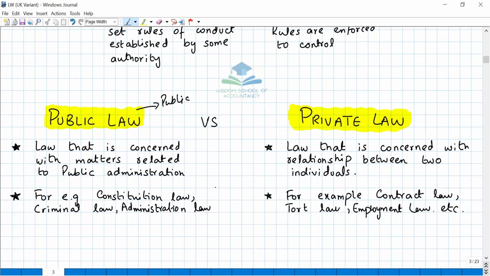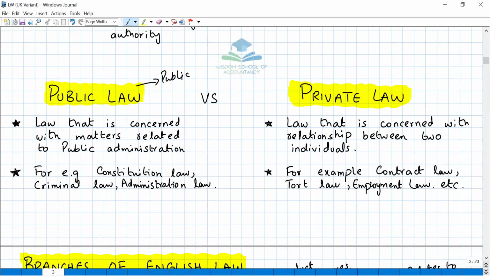There are two types of law: public law and private law. Public law is a law that is concerned with matters related to public administration. It means the law that is related to the general public, to every citizen of the country, is known as public law. For example, constitutional law, the law that the constitution and parliament create, is applicable to every member of the public. Similarly, criminal law and administrative law are applicable to the general public of any country.